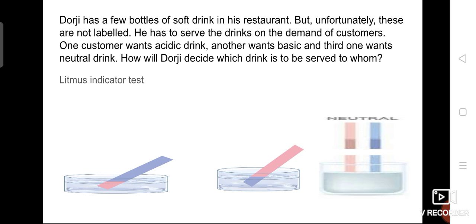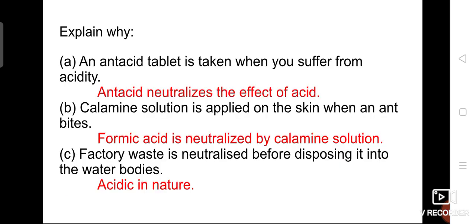Otherwise, because it is already given that they are soft drinks, it is easy to consume. So you can taste it itself, we can say, isn't it? Some small quantity of soft drink we can taste, because we know that acid means it should be sour in taste, base bitter in taste, neutral no taste. So with the help of taste you can find. But the easy way, red litmus indicator test, is the best one.